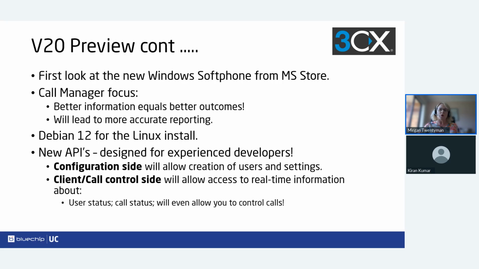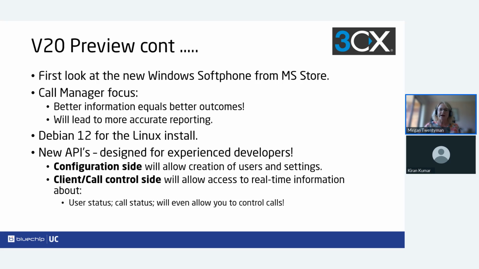Also about the real core focus on the call manager. So this is a massive focus for 3CX in version 20. Better information equals better outcomes. So that's things like accurate reporting, usability for users, just all of that information will drive a better outcome for everybody. We know that Debian 12, which was only launched in June this year, will be the new installer for version 20. And for those upgrading from previous versions to the new, that will be part of that upgrade process.